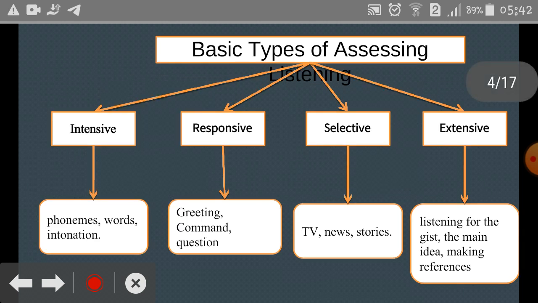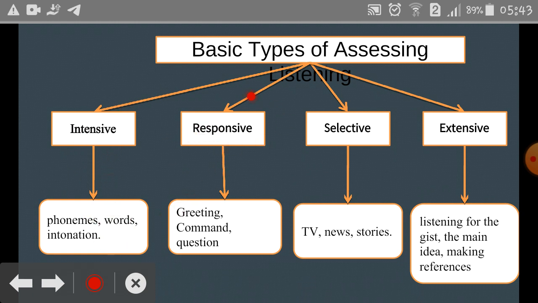Next one, basic types of assessing listening. You have four: intensive, responsive, selective, and also extensive. In intensive listening, the student will be able to differentiate between different phonemes, words, or intonation. We will look at this in more detail.